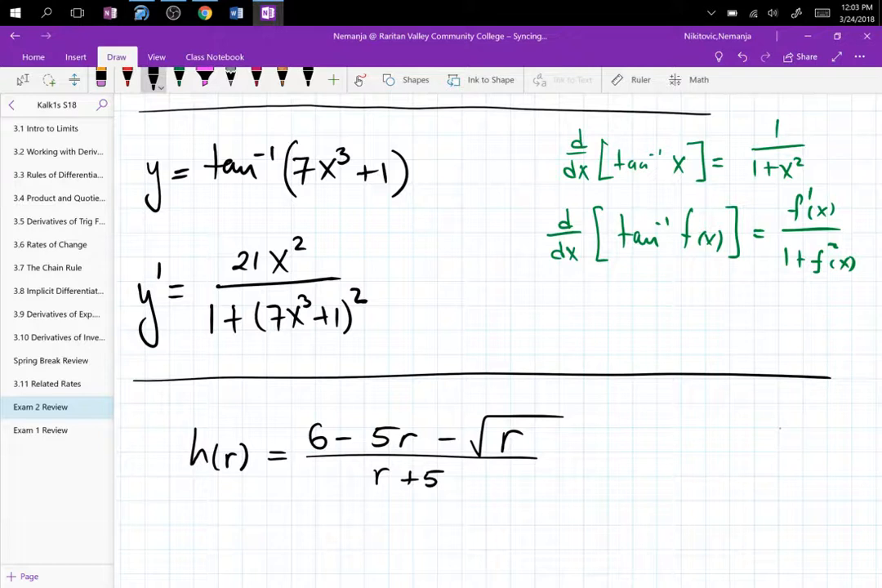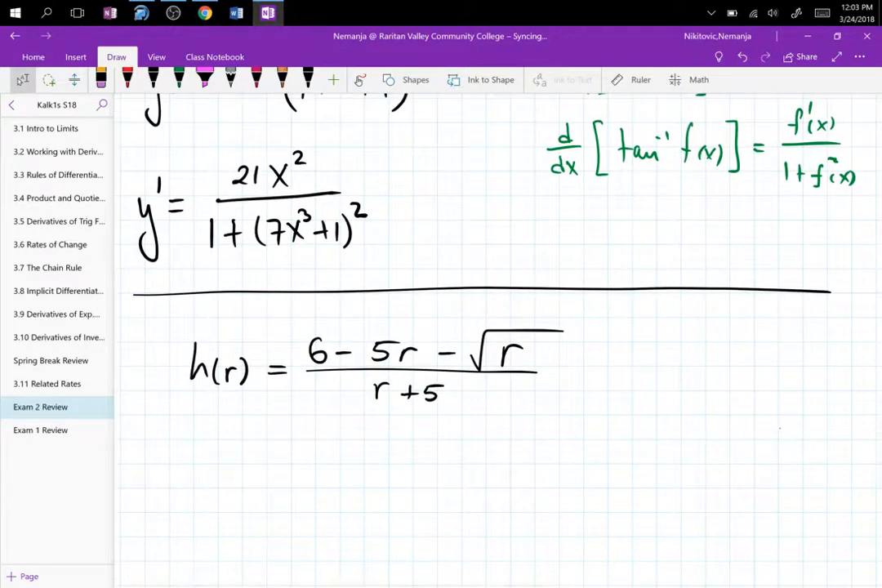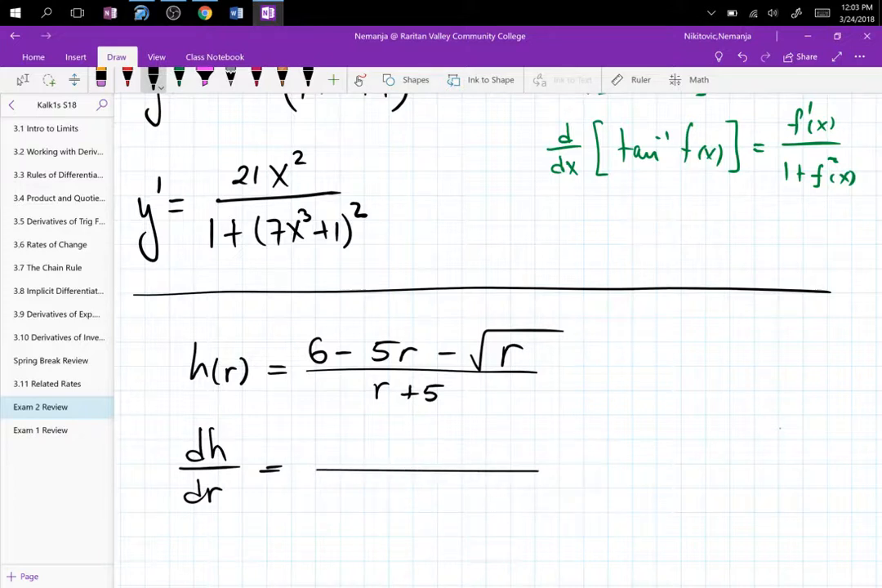And then you have to find the derivative in terms of R. All right. Let's do the derivative. Well, for stuff like this, the quotient rule works the fastest. We're looking for dH over dR, and we use the quotient rule. I have R plus 5 squared, and then I have R plus 5 over here, and then the derivative of the top.